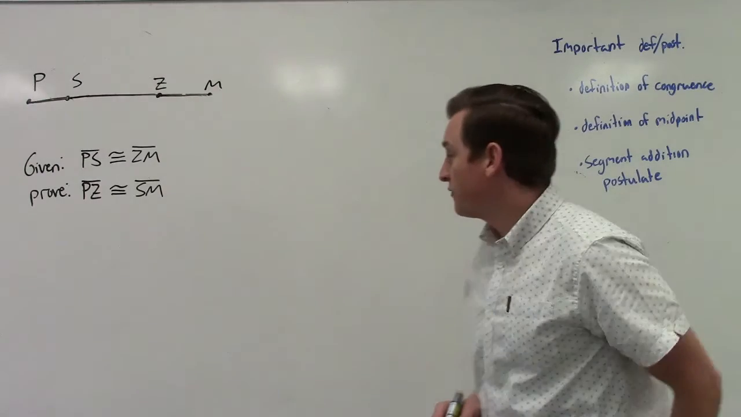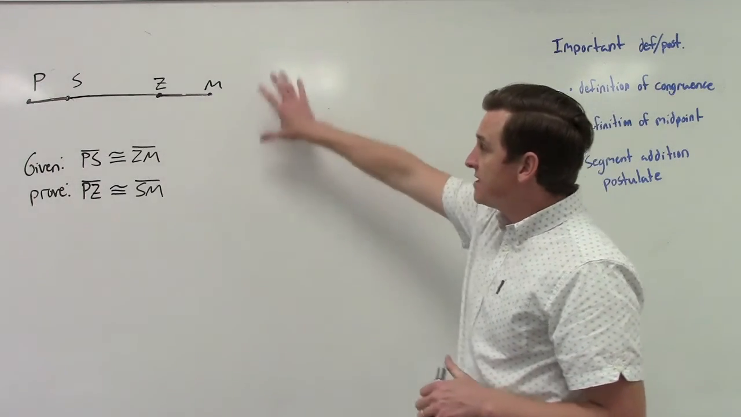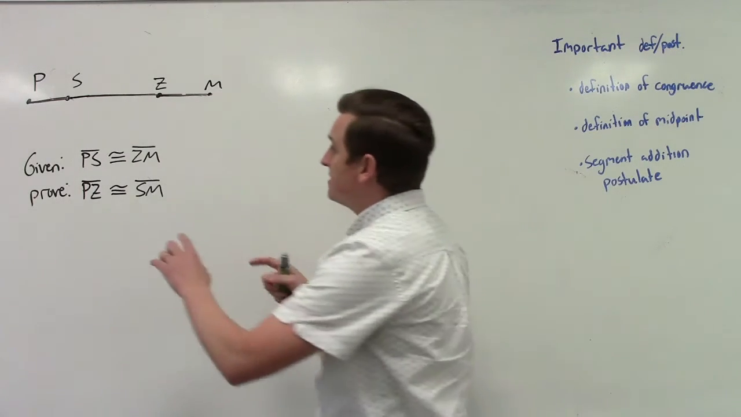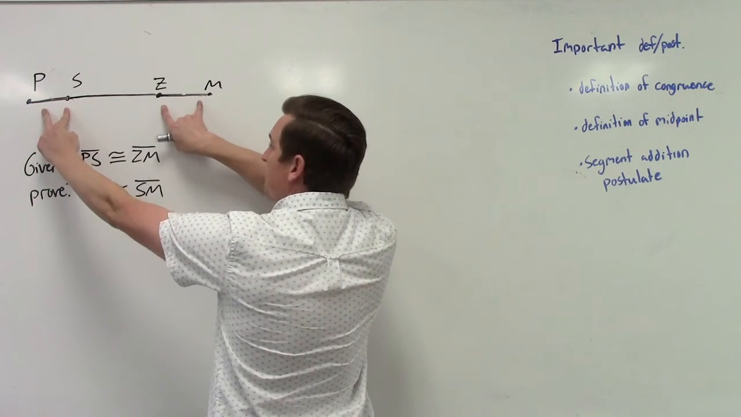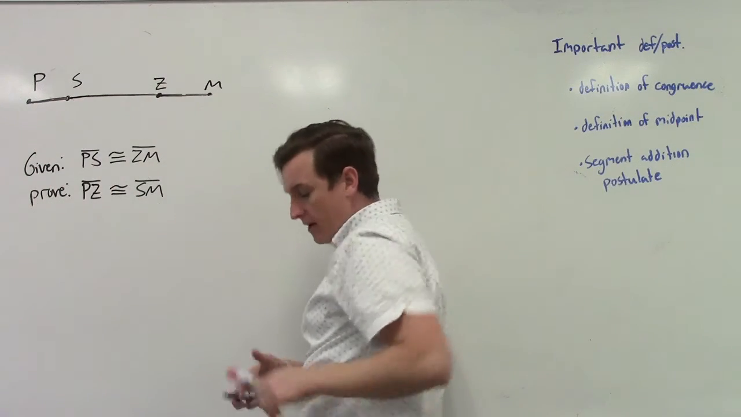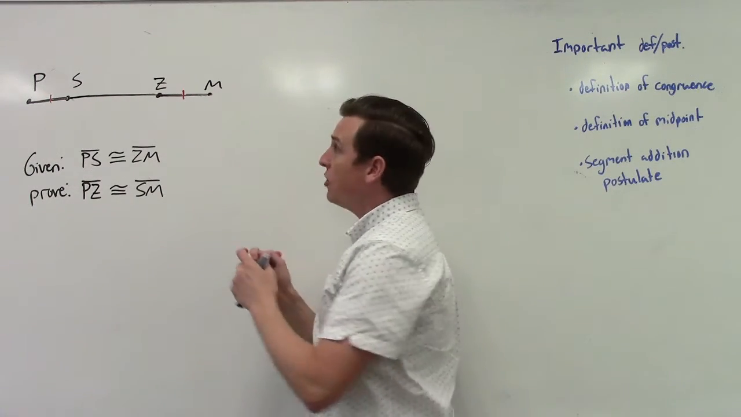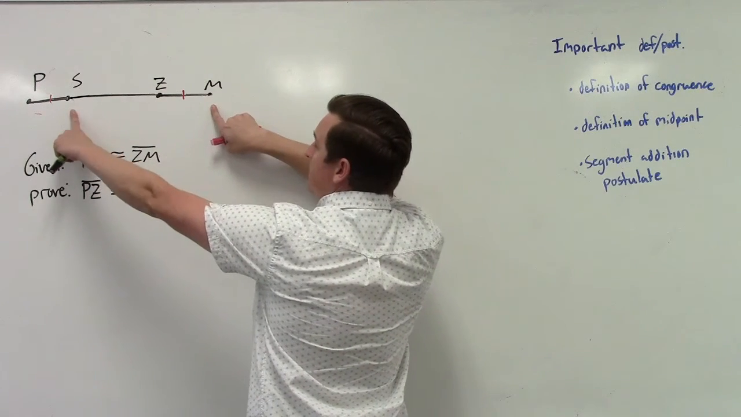Okay, one more segment proof for you. So in this segment proof, where you have this diagram right here, what we're given is that PS is congruent to ZM. So these two little guys are congruent. Let's go ahead and mark them congruent right now. And what we're going to try to show is that PZ, this longer segment, is congruent to SM, this longer segment.